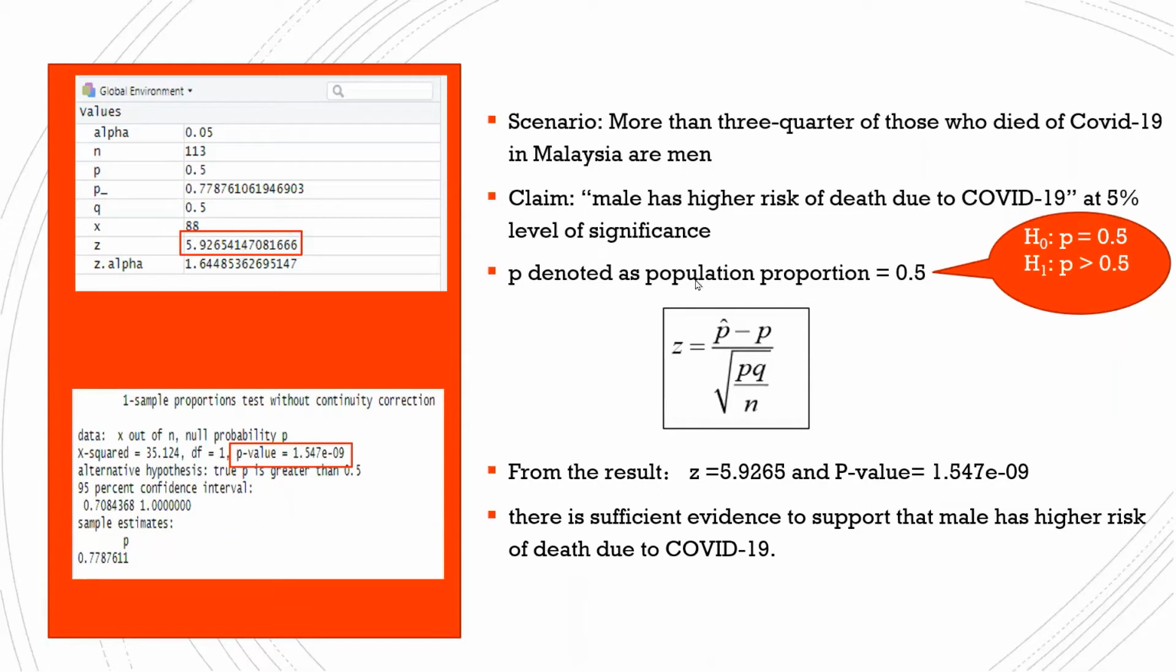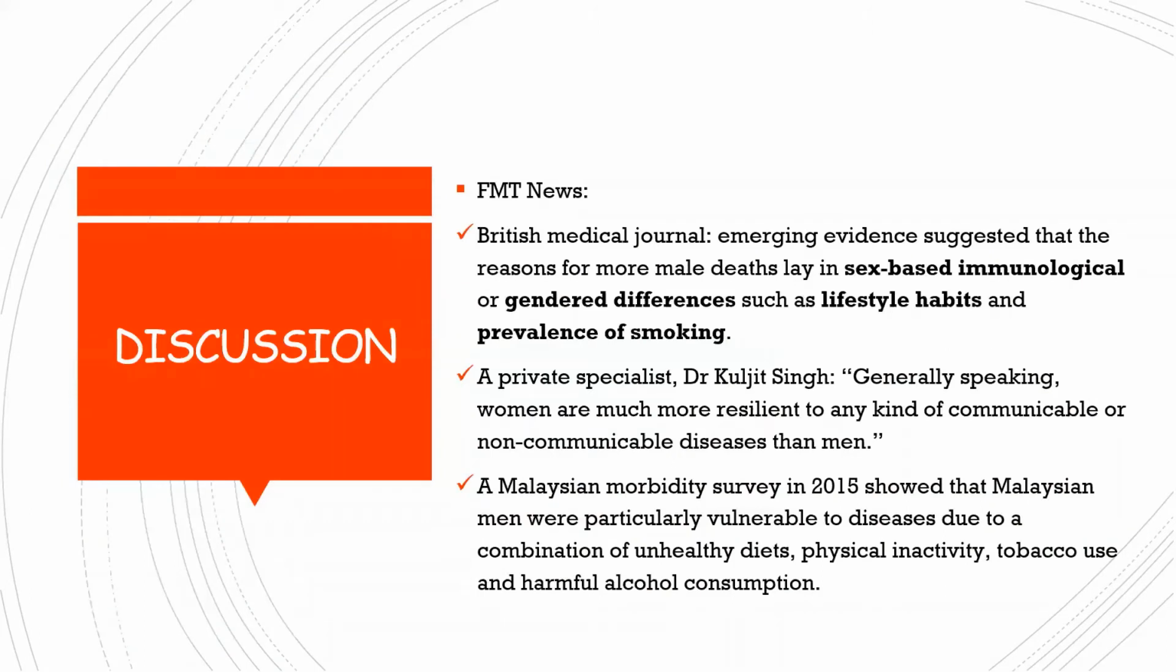So from the analysis of data in this project, it is found that there is sufficient evidence to support that male has higher risk of death due to COVID-19. So death rates are still climbing for both men and women, but the numbers for men tend to outstrip the women. So here are some of the factors discussed by others, such as in FMT News, the British Medical Journal suggested that more male deaths may be due to other reasons such as their lifestyle habits and prevalence of smoking. So the factors are still being investigated.